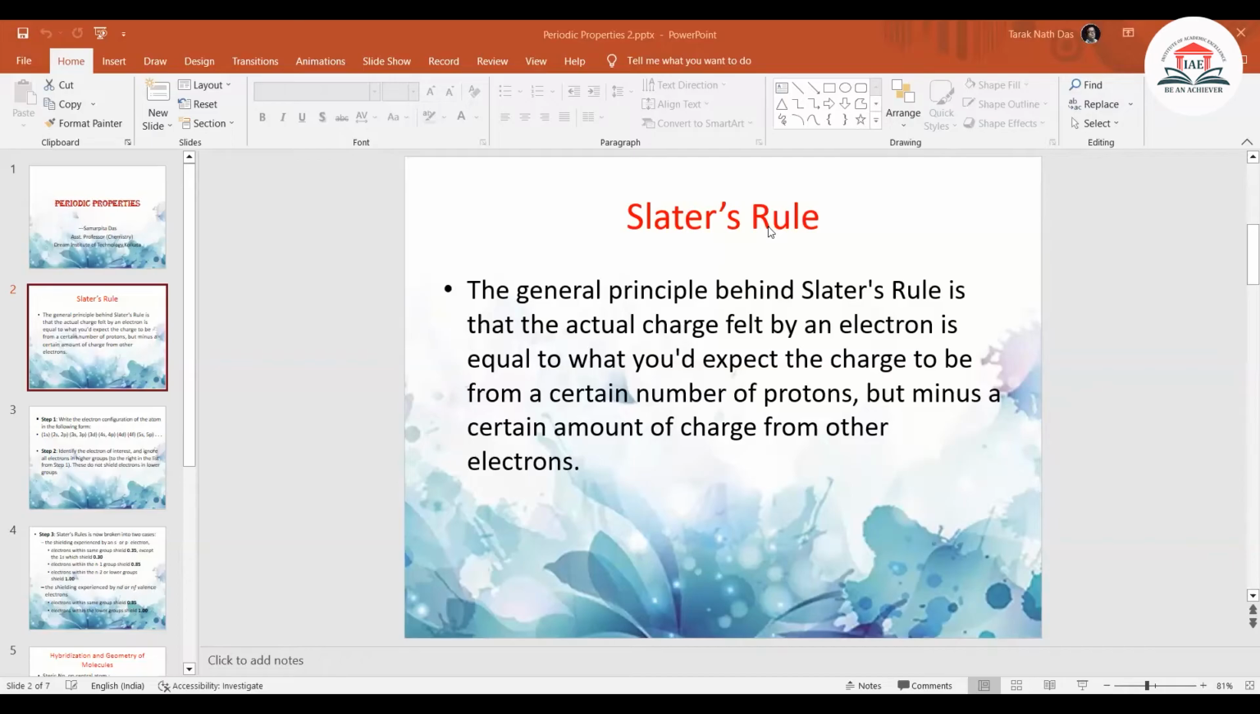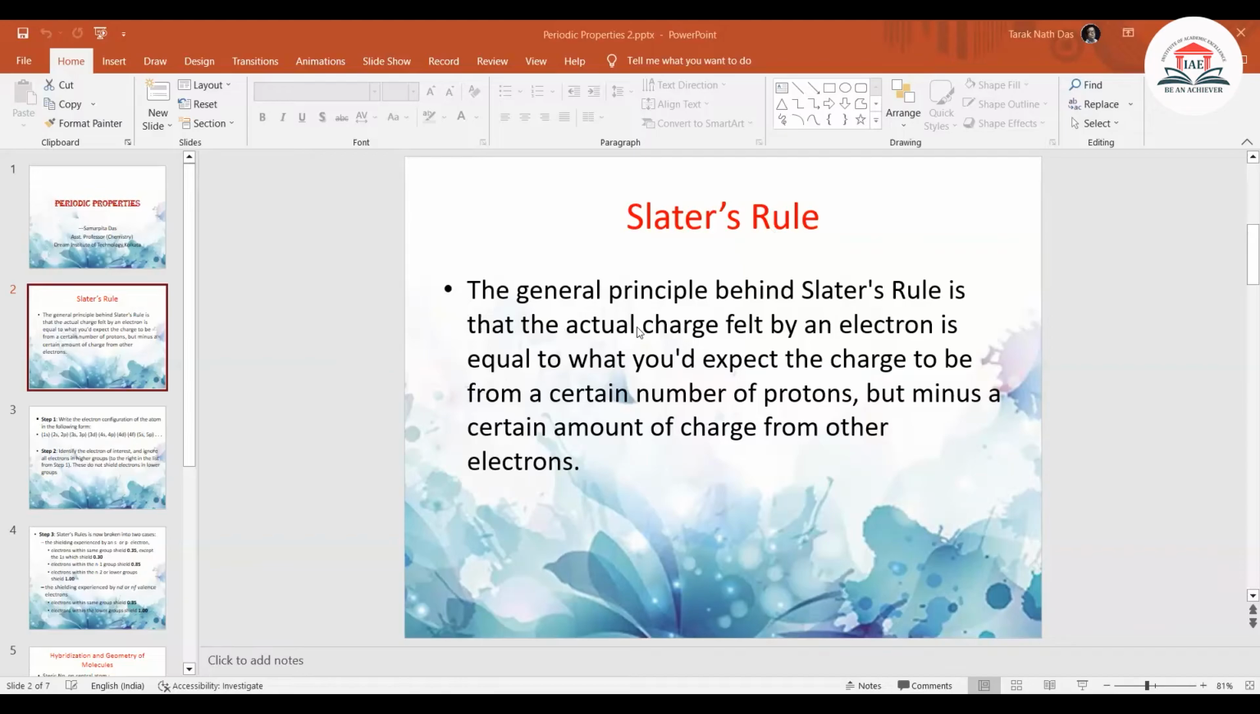So in a very small element like beryllium or boron or oxygen, there are very few inner electrons and the screening constant will be lower. But when you're going to very large elements like cesium or yttrium or lawrencium, there are many f electrons, d electrons, many inner orbitals, and they will shield the nuclear charge from the valence electron. Okay, so this is called screening effect. Now Slater's rule is the one that we use to determine the actual charge felt by an electron sitting in the valence shell. Okay, so what is Slater's rule?